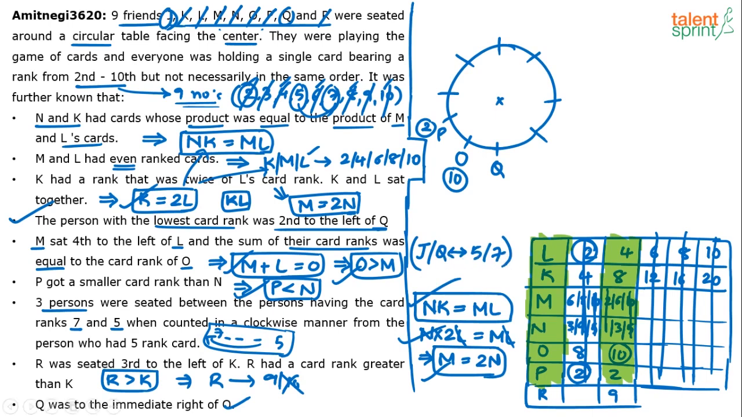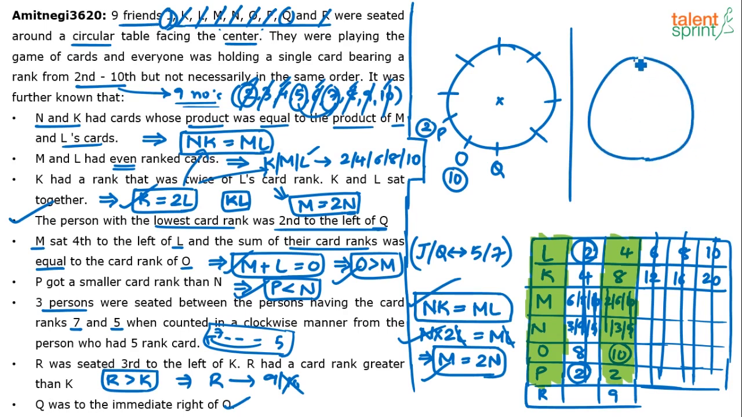And interestingly, if you observe, one of the statements had these 2 numbers, if I remember rightly, 7 and 5. You see, 3 persons are seated between the persons having the card 7 and 5 when counted in a clockwise manner from the person who had the 5 rank card. Yeah, so I think I'll take up 2 cases. This looks closer now, right?